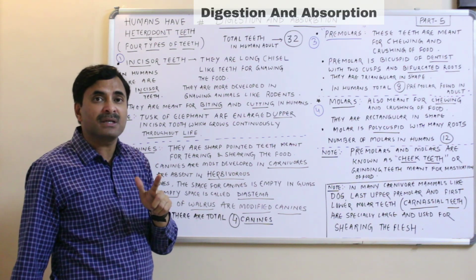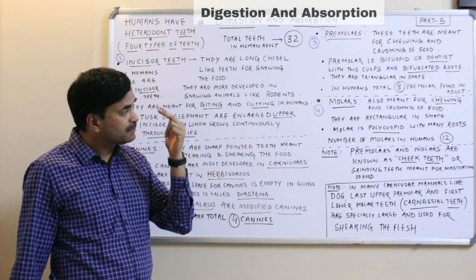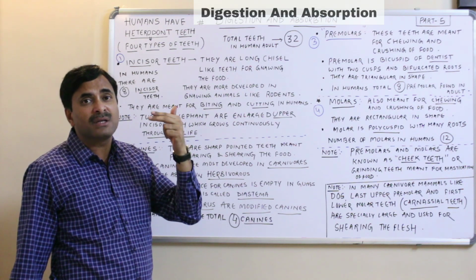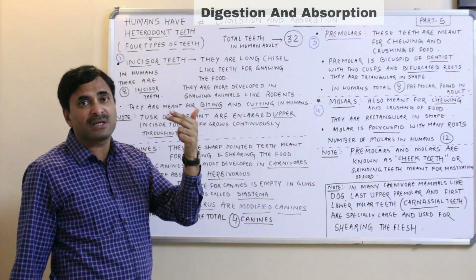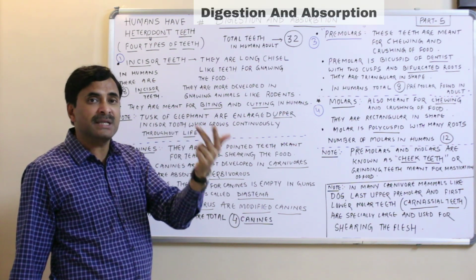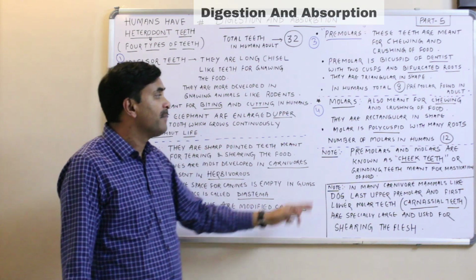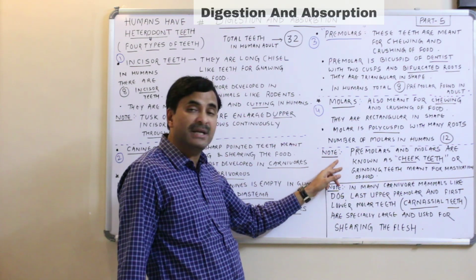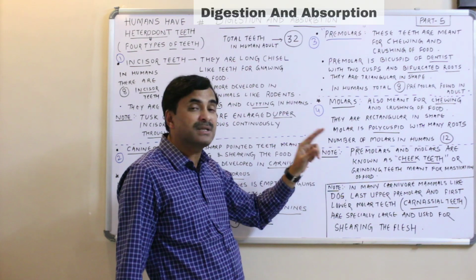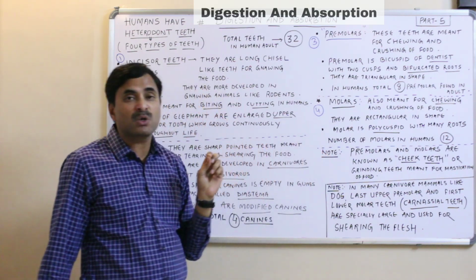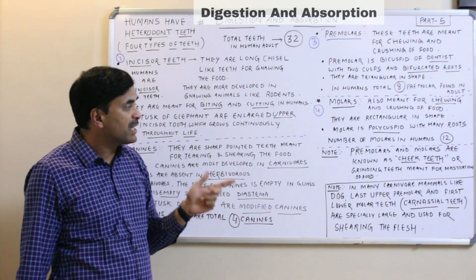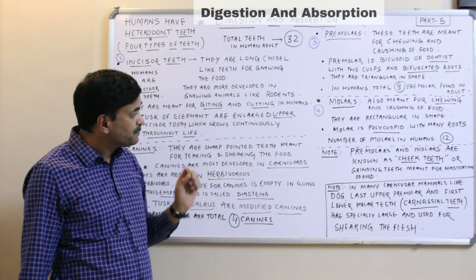And you must remember this thing, that when we are talking about the dentition, the arrangement of the teeth in the lower jaw is exactly the same as in the upper jaw, okay. And one thing to be noted here is that these premolars and molars are known as the cheek teeth, or they are also called the grinding teeth, and they are meant for the mastication of the food, okay.